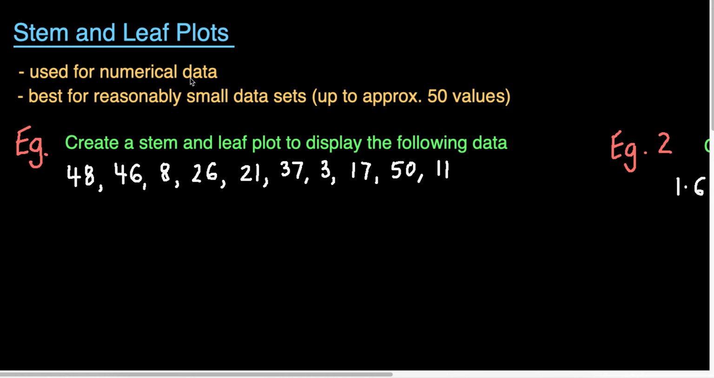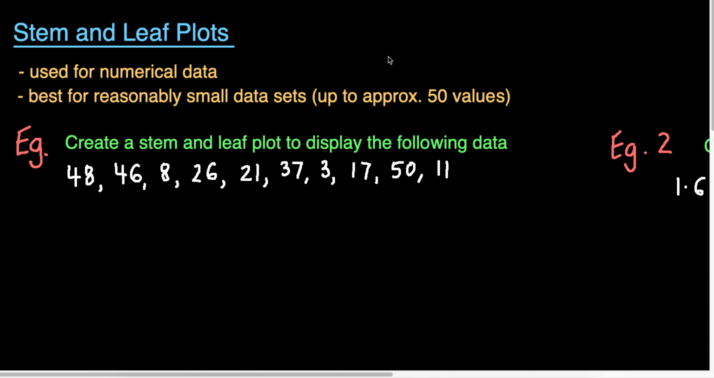So that means that we don't have categories of data. We have data that is presented in numbers because it's referring to a quantity. It is best used for reasonably small data sets. So we don't use stem and leaf plots for really large data sets because then they end up being really, really big. And they're not very practical to have to try and make something that is that large. We've got other displays that would be more appropriate for that.